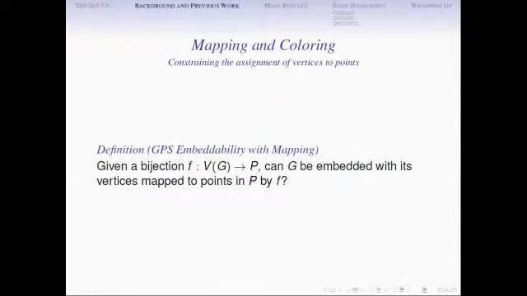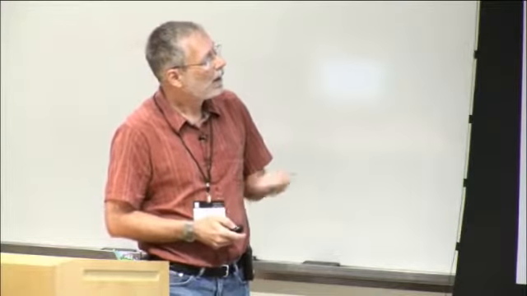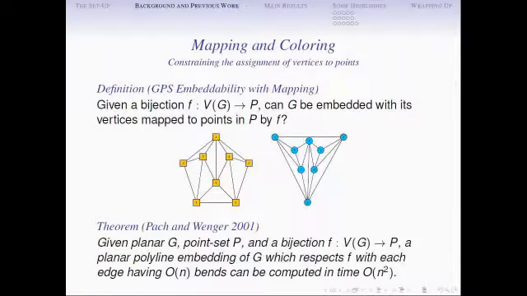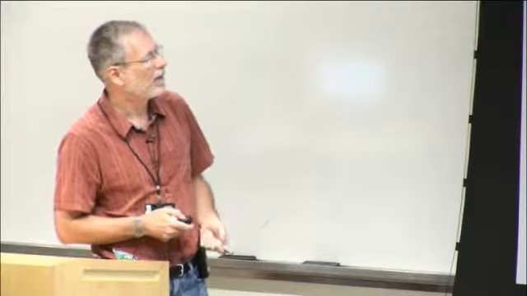Another variant is to try to constrain the assignment of the vertices to the points in the point set. One version of this is called embeddability with mapping. Now you add a bijection of the vertex set to the point set, and you try to get an embedding onto the point set that respects the bijection. One of the better known results here has to do with planar graphs, arbitrary point sets, and drawing polyline embeddings that don't have too many bends per edge, and that can be done efficiently.